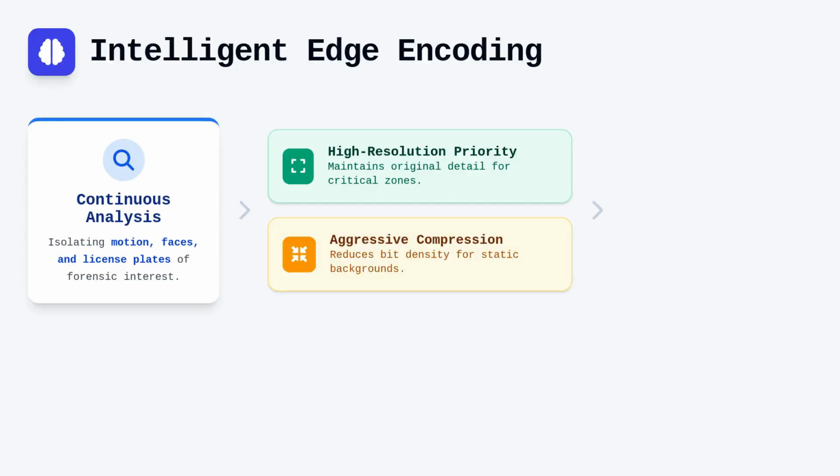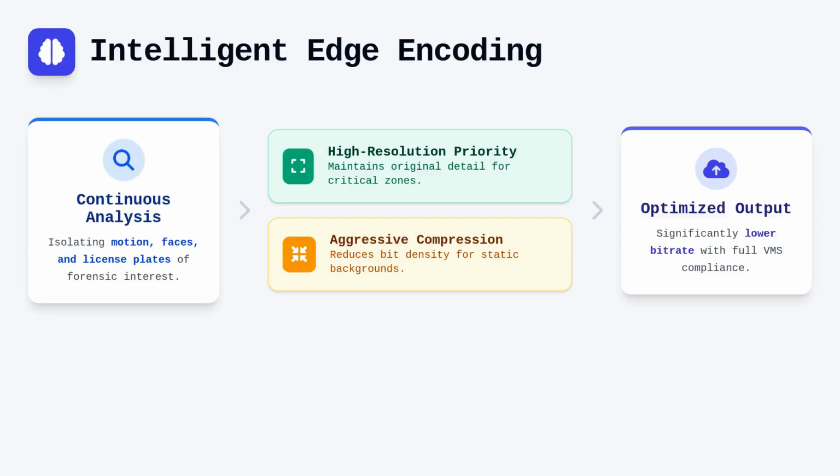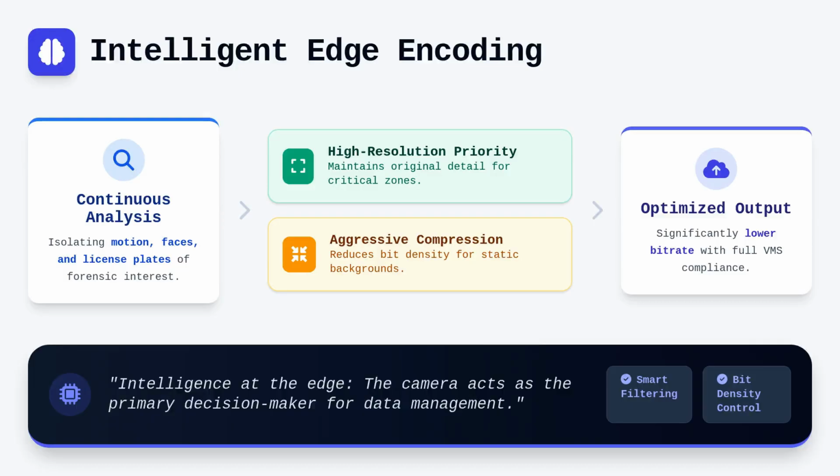Simultaneously, the background elements, which the camera determines are not currently of interest, are subjected to a much more aggressive form of compression. This isn't a simple blurring technique, but rather a granular reduction in the bit density allocated to those static pixels. Because the human eye and computer vision algorithms are typically less sensitive to minute variations in unchanging static surfaces, this selective reduction in information allows the stream to remain highly compliant with standard VMS platforms while significantly lowering the overall bitrate. It is an application of intelligence at the edge, where the camera itself acts as the primary decision maker for data management.